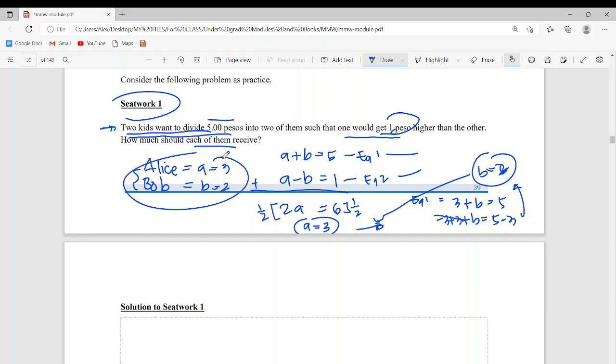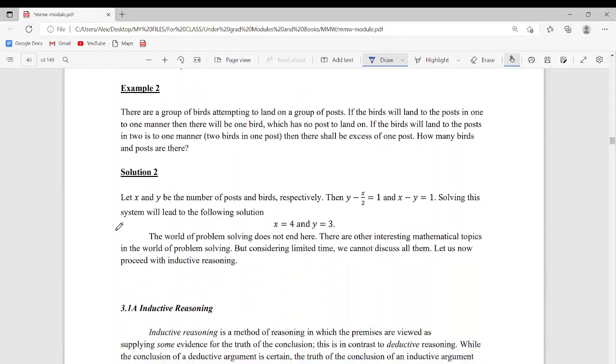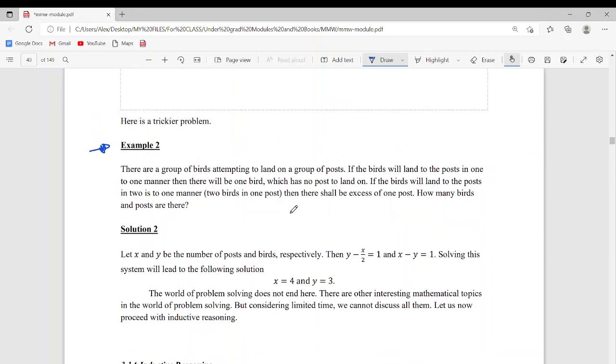Now, there are some problems that are trickier, for example this one. The problems we are giving now are just a preparation for inductive reasoning and deductive reasoning, so we will use this. This is just an overview, since I think you already learned it in senior high and junior high. So let's continue with this one.